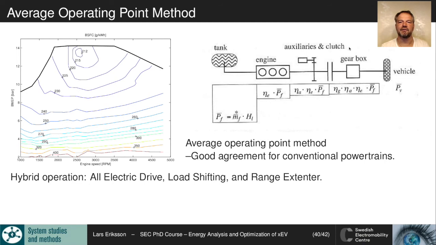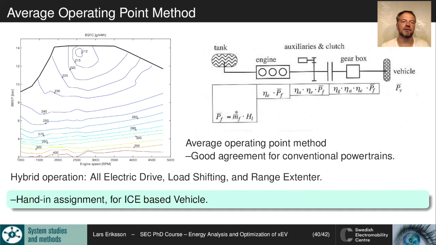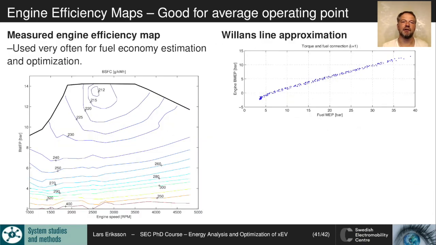You will work with this hand-in assignment and do one average operating point analysis to see how it works against the more advanced cycle methods. There's one hand-in assignment for the IC-based vehicle, and then when you design the control strategies for the hybrid electric cases, you can analyze load shifting if you're interested, and see how it's shifting around the system.